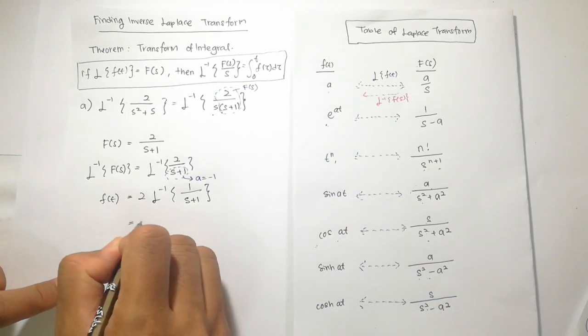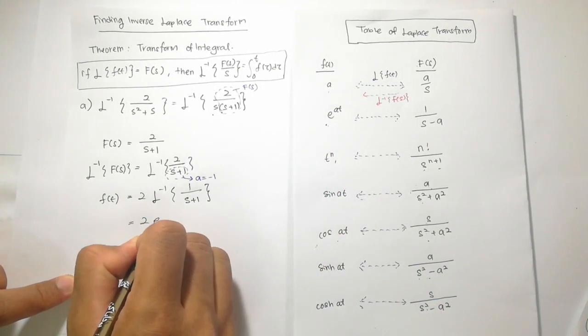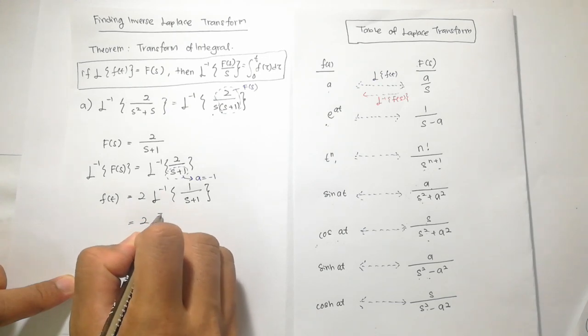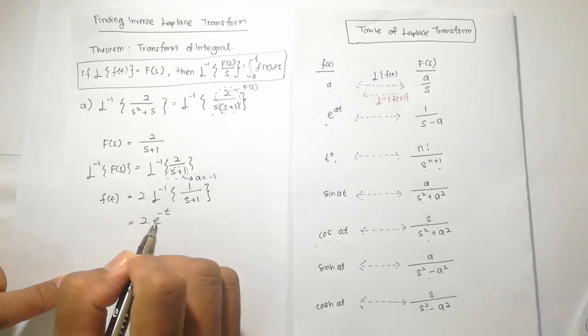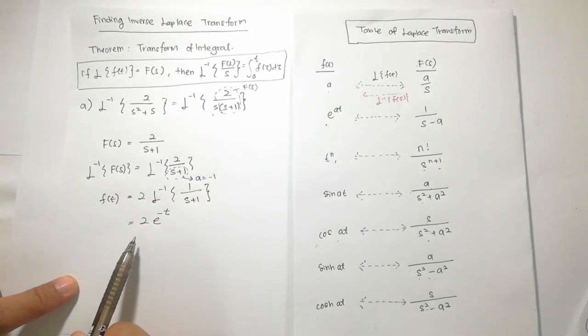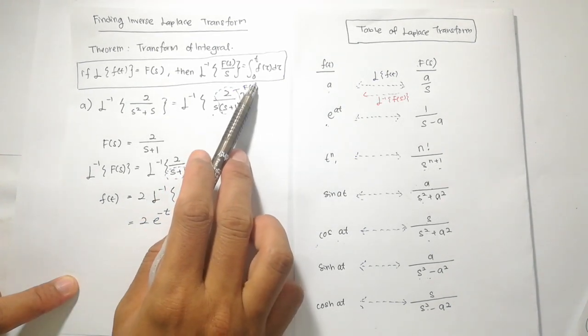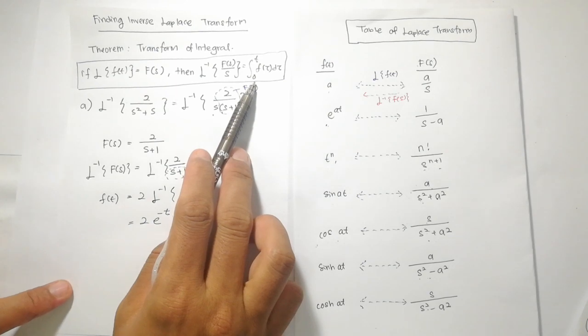So we have over here 2e^(-t). So this is our f(t). The next one is that we need to find what is f(τ), so that we can do the integration. So very simple to find our f(τ).